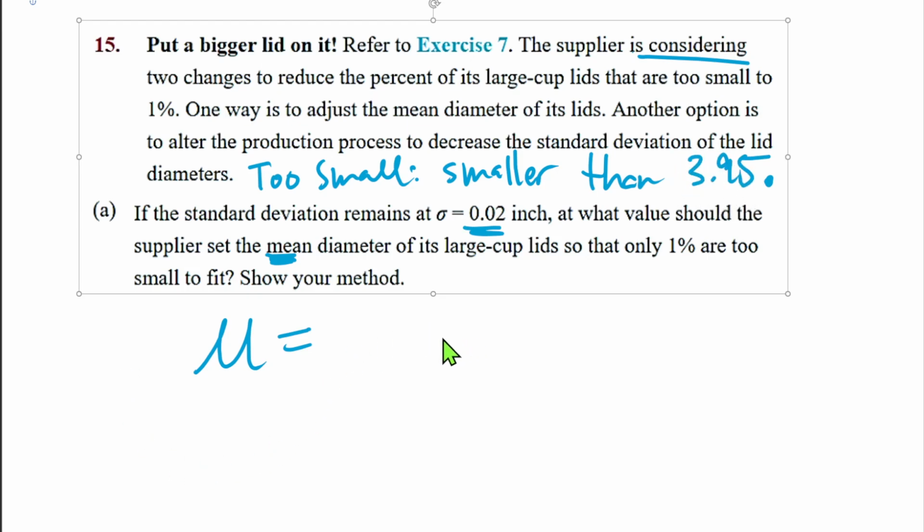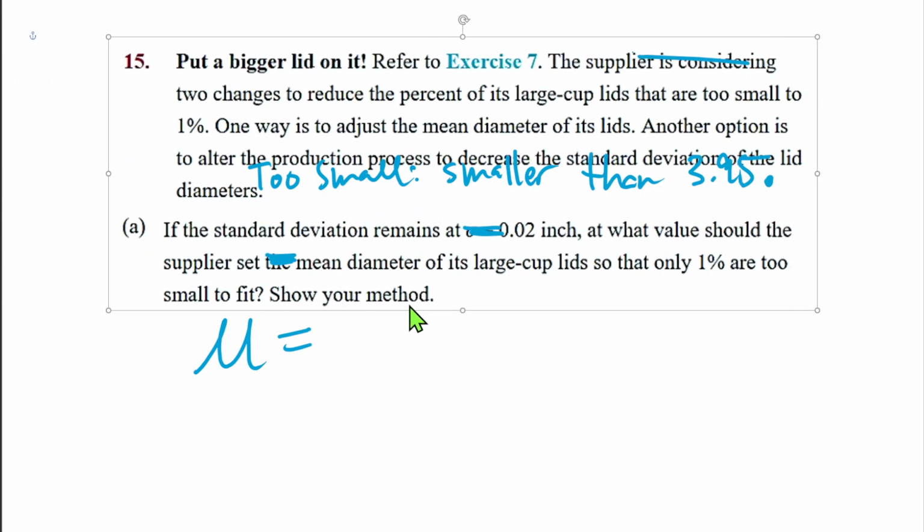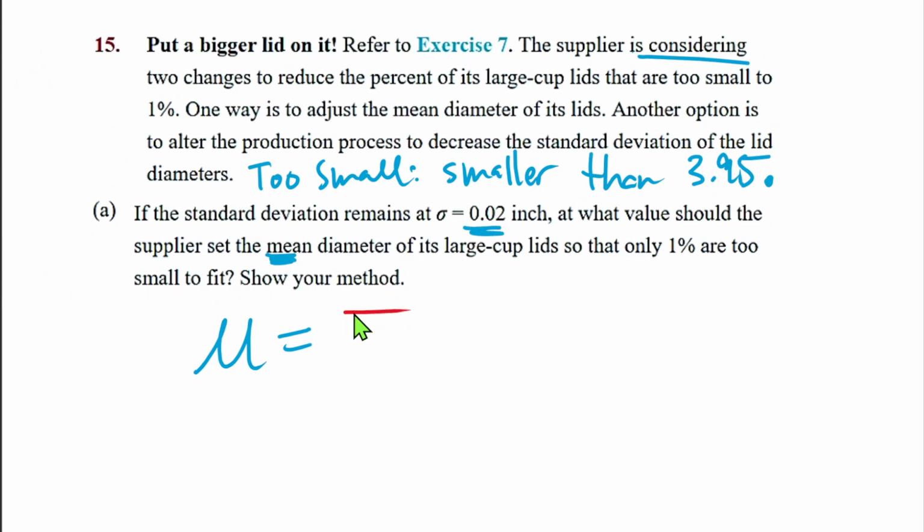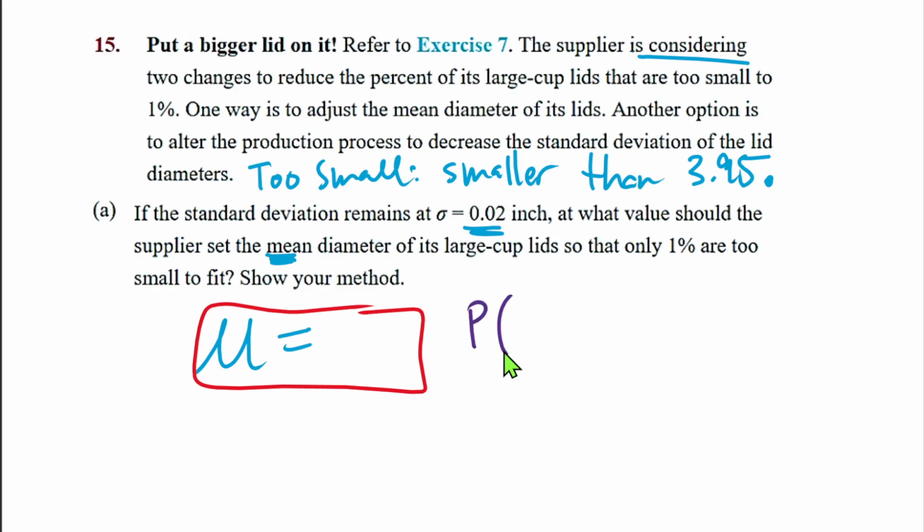So what that means is that 1% or less are less than 3.95. And they're asking at what value should you set the mean? So they're asking what is the mean value that will make this happen? So we're looking for this. Well, what do we know? We know that the probability that x is less than 3.95 has to come out to be 0.01.